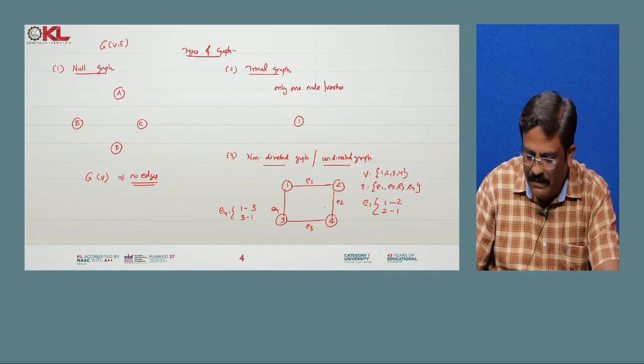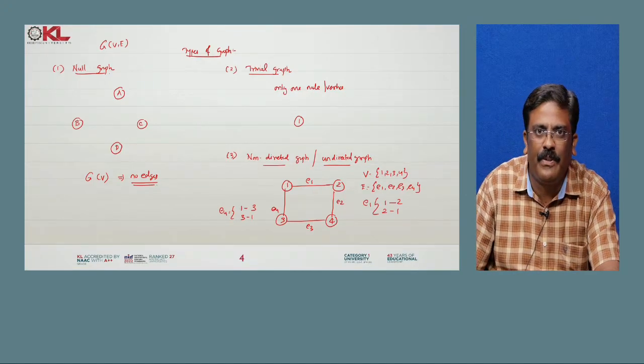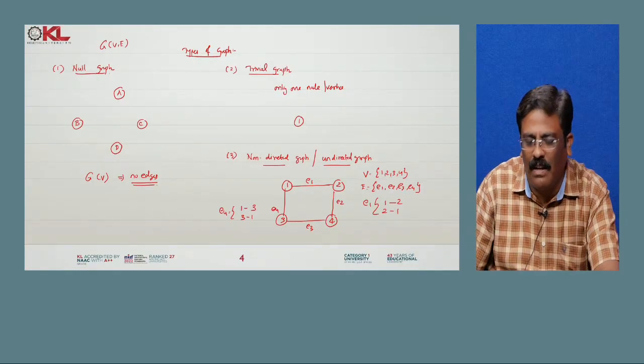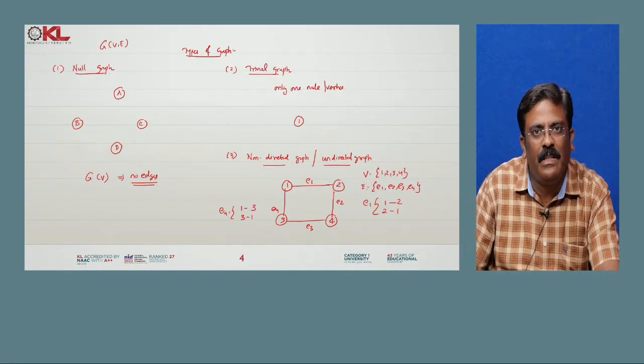So in any graph, there are only nodes and edges, and if you do not find any kind of direction of movement, that kind of graph we call an undirected graph, or a non-directed graph. That is the third category of graph.